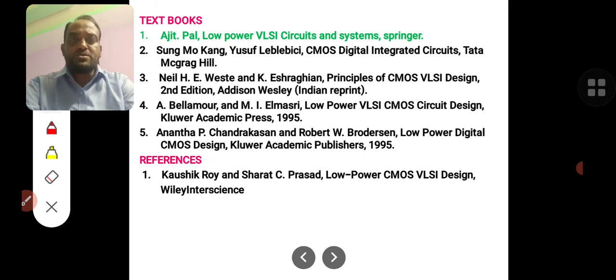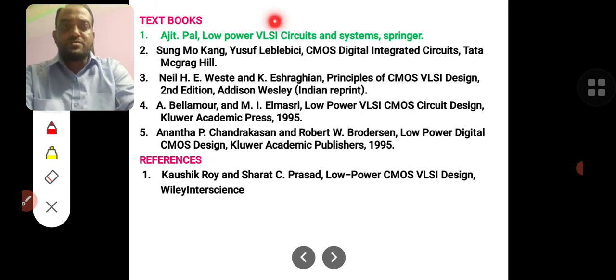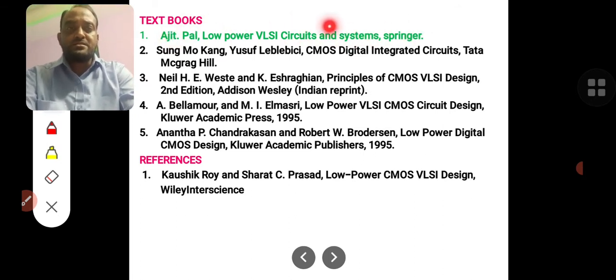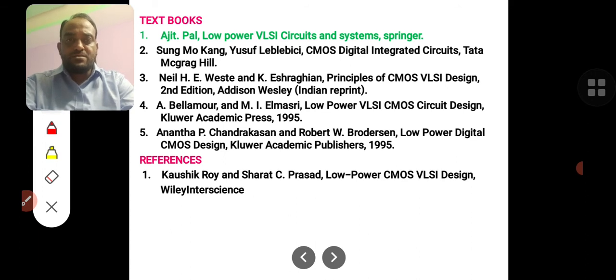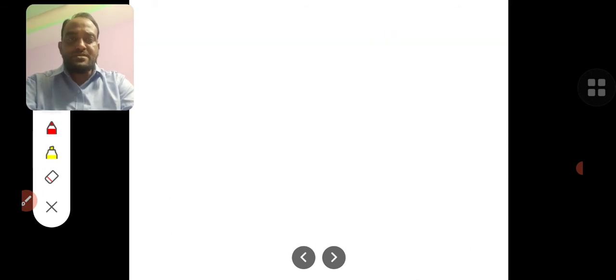These are the textbooks. The textbook which is very much useful and covers a large content of the syllabus: first one is Ajit Pal, entitled Low Power VLSI Circuits and Systems, published by Springer. So, let us now jump into the subject.